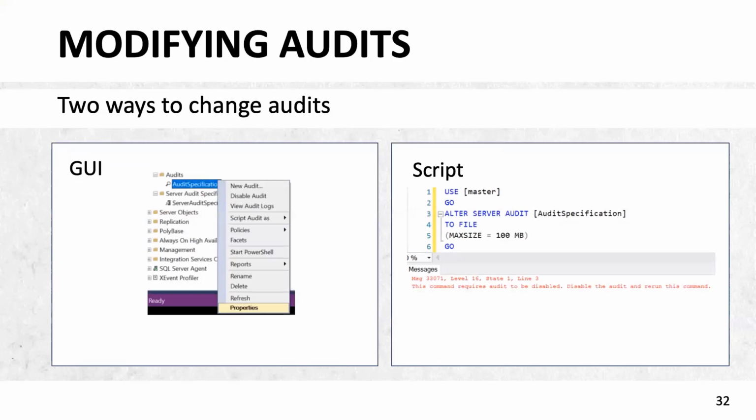Once an audit is created, you can modify it, but you can't modify it while it's enabled, so you have to stop it. And you can do that in the GUI or with the script. The only thing is you can't change the name of it. You have to delete it and recreate it to change that name.